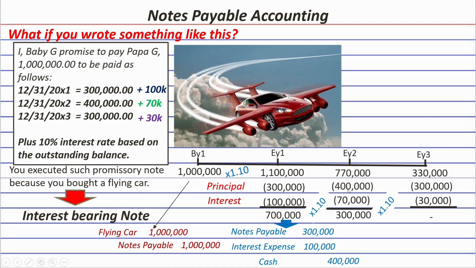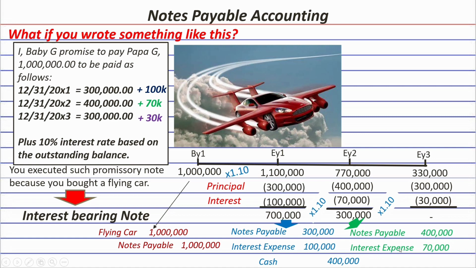Now, you have an option to record the principal payment and the interest payment separately. Like you can have the first entry, debit interest expense 100,000 and credit cash 100,000 for the interest payment. And you can also have the second entry at debit notes payable 300,000 and credit cash, of course, for 300,000. So it's up to you if you wanted to merge like this, or you can separate them. So the substance will still be the same.